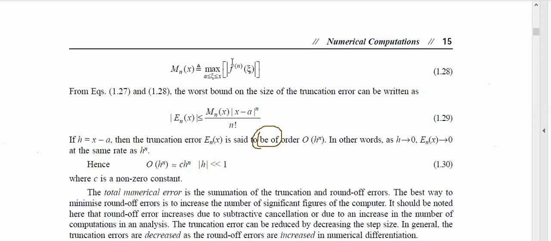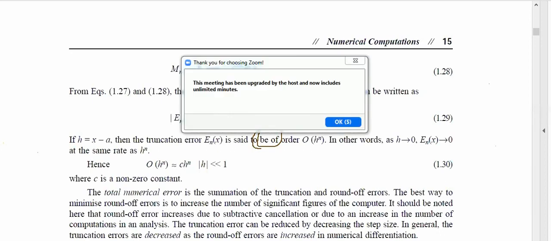Mnx is this one. This is Mnx is Fn. This is a derivative. Fn is what? This is the nth derivative.